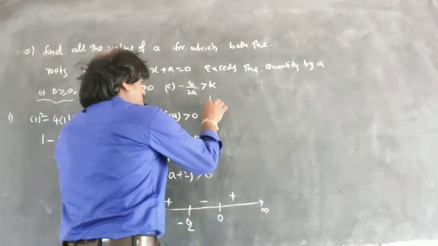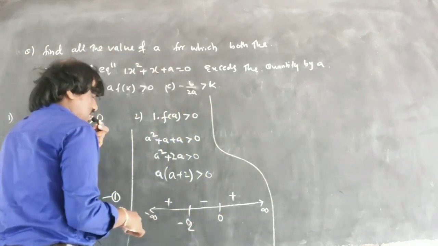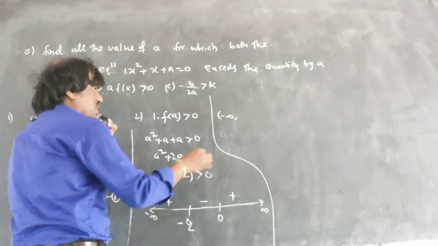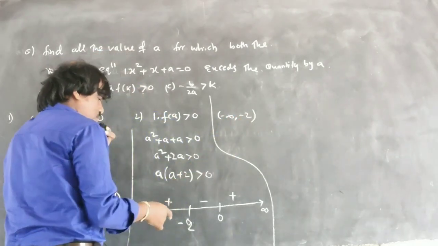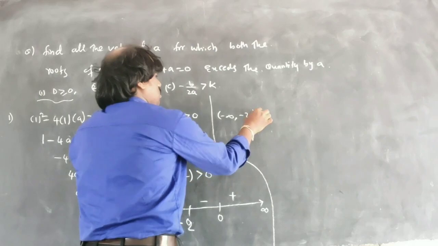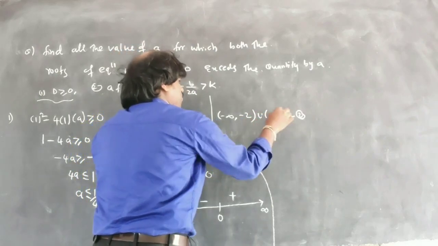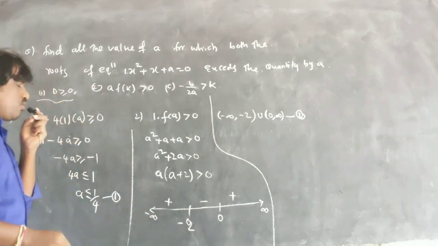So according to this, what will be the answer here? In this case, minus infinity to minus 2 union 0 to infinity. This is the answer for the second case. Let's go for the third case.